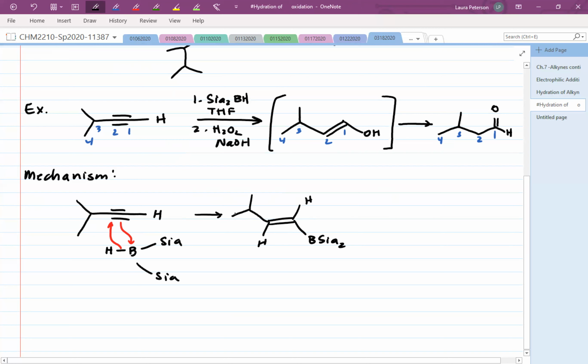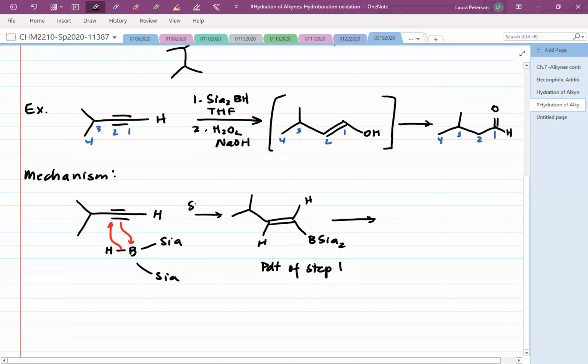Let's fill in everything else. And we can see this happens by syn addition, but you can rationalize it in the products. There is no stereochem to observe, and so we don't need to worry about stereochem necessarily in this step. But this would be the product of step one with diisoamyl borane. And then we could continue through that.